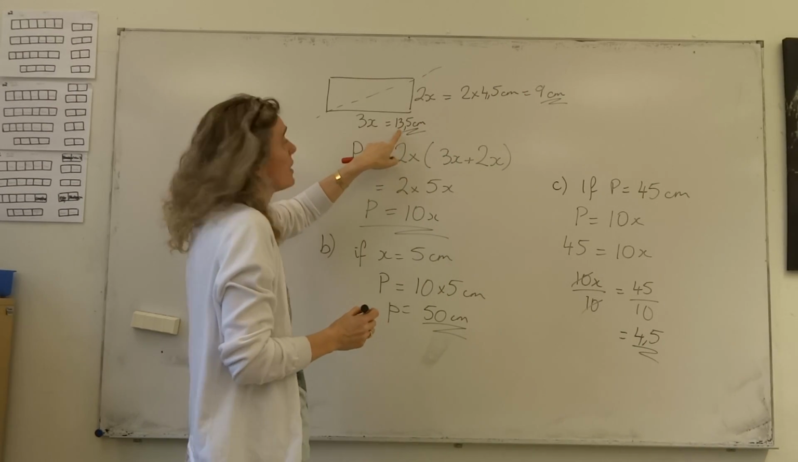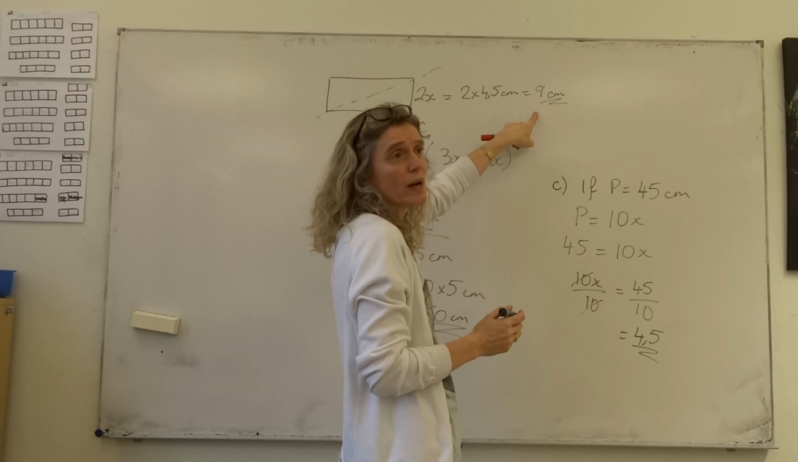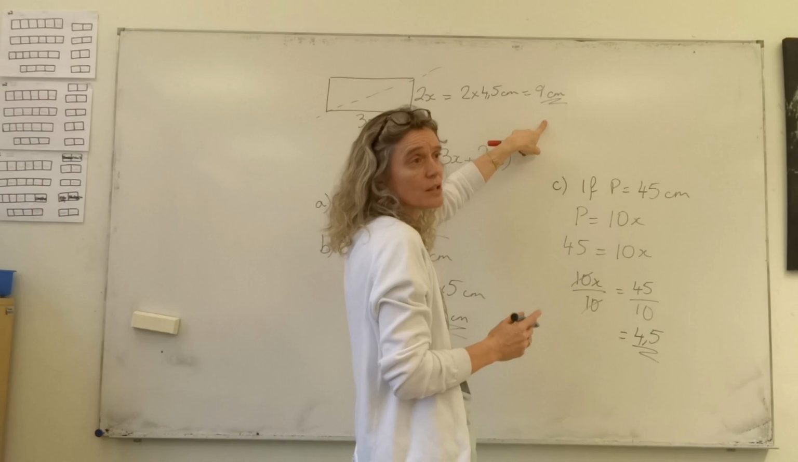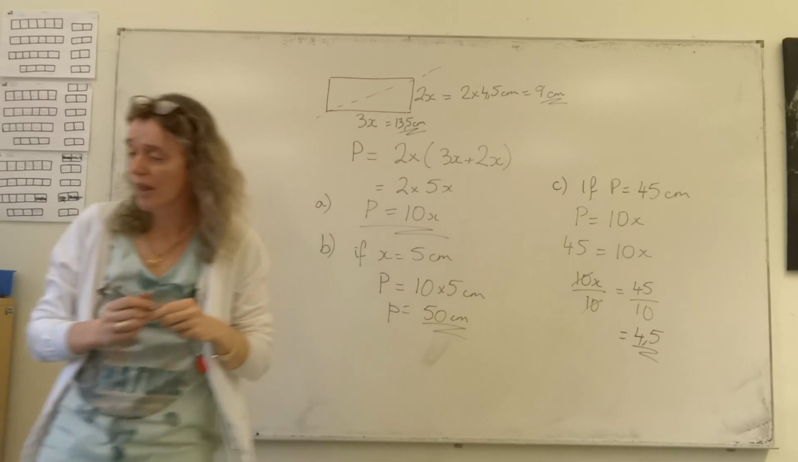Check that it's right. 13.5 plus 9 would be 22.5. Double 22.5 and we'd get 45 centimeters. So you've also got your little check there as well.